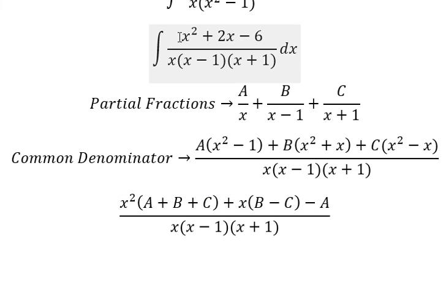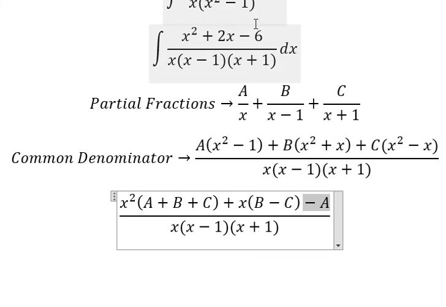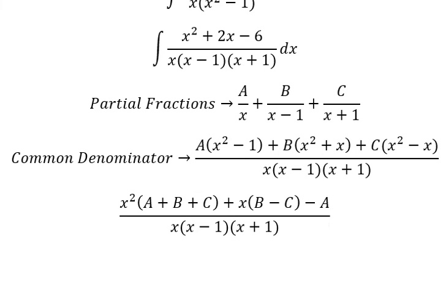Now, if we look carefully at the coefficient of S squared, this is number 1. So A plus B plus C equals number 1. This is number 2. So B minus C equals number 2. And negative A equals negative number 6. And now we create the system of equations.